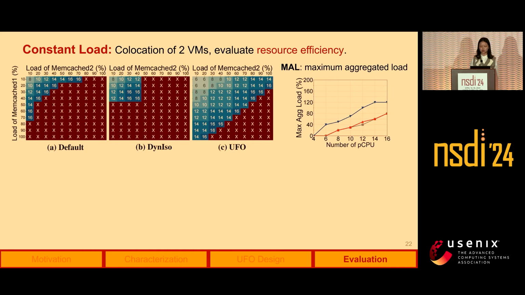For an easier quantified comparison, for each PCPU count, we record the maximum aggregated load, or MOL, that each core manager is able to sustain while meeting QoS of 2 VMs. For example, when PCPU count is 12, default can achieve 30% and 10% combination at most, so the MOL of default is 40%. Similarly, the MOL of dynamic ISO is 50% and UFO is 100%.